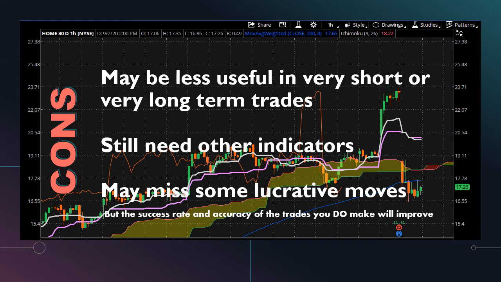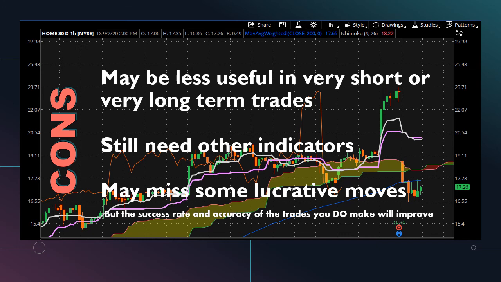Of course, every trading strategy or indicator has its downsides. Here are the ones that I've been able to identify. First, it may be less useful to you in very short or very long-term trades. I happen to be a short to intermediate term swing trader. It works pretty well for me, but if you're a day trader or a long-term investor, maybe not so much.